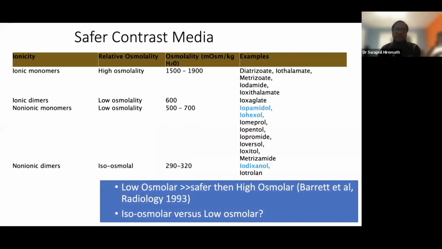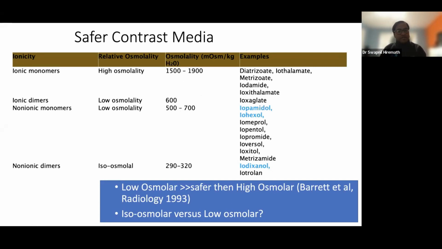What about safer contrast media, right? There are high osmolar contrast, which is diatrizoate, iothalamate, iodamide. So those are no longer used, at least in Canada. I don't know if these are still used over there. Most people have moved on to low osmolar or isoosmolar. Now they call it low osmolar, but if you look in the third column here, even the low osmolar have an osmolality that is about twice that of serum, right? So it is not really lower than iso, but it is low compared to high osmolar.